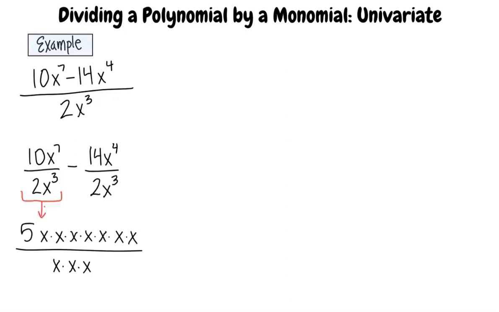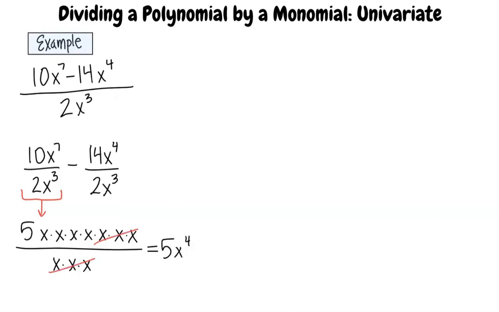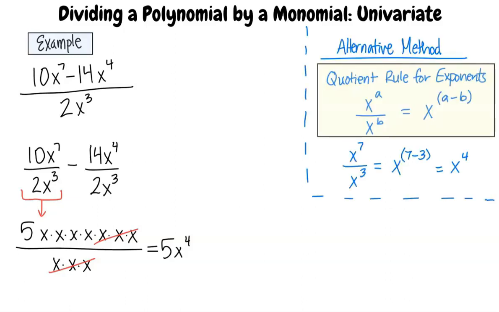Sure. Looking at the first fraction, the coefficients can simplify to 5 because 10 divided by 2 is 5. We can also simplify the variables by expanding them like so. 3 of the x's in the numerator cancel with 3 of the x's in the denominator, and we are left with x times x times x times x, or x raised to the power of 4.